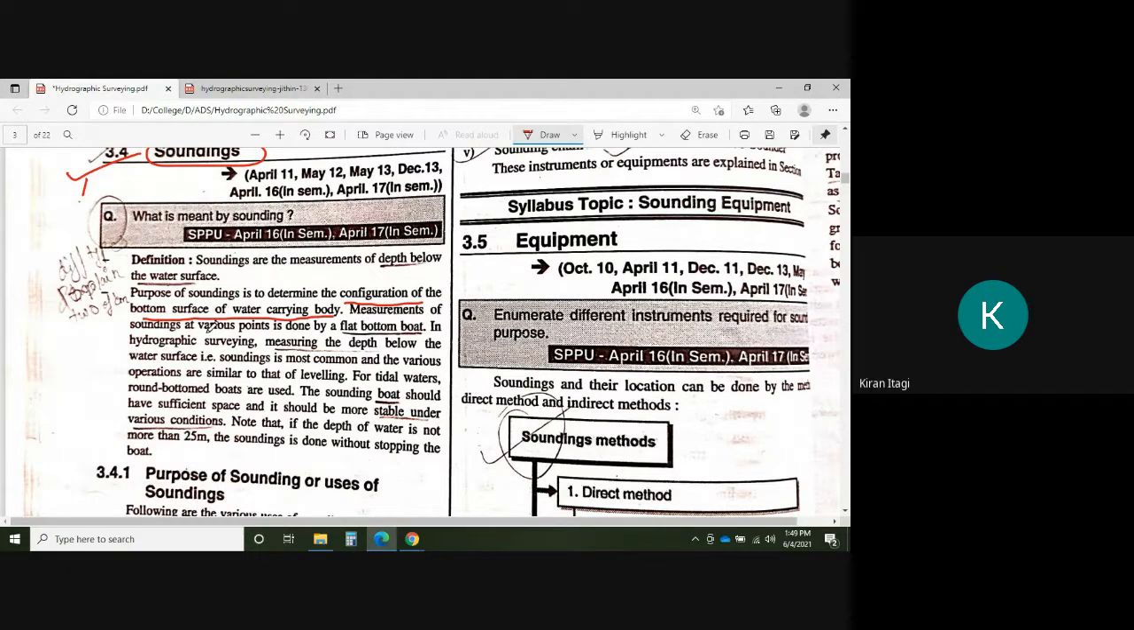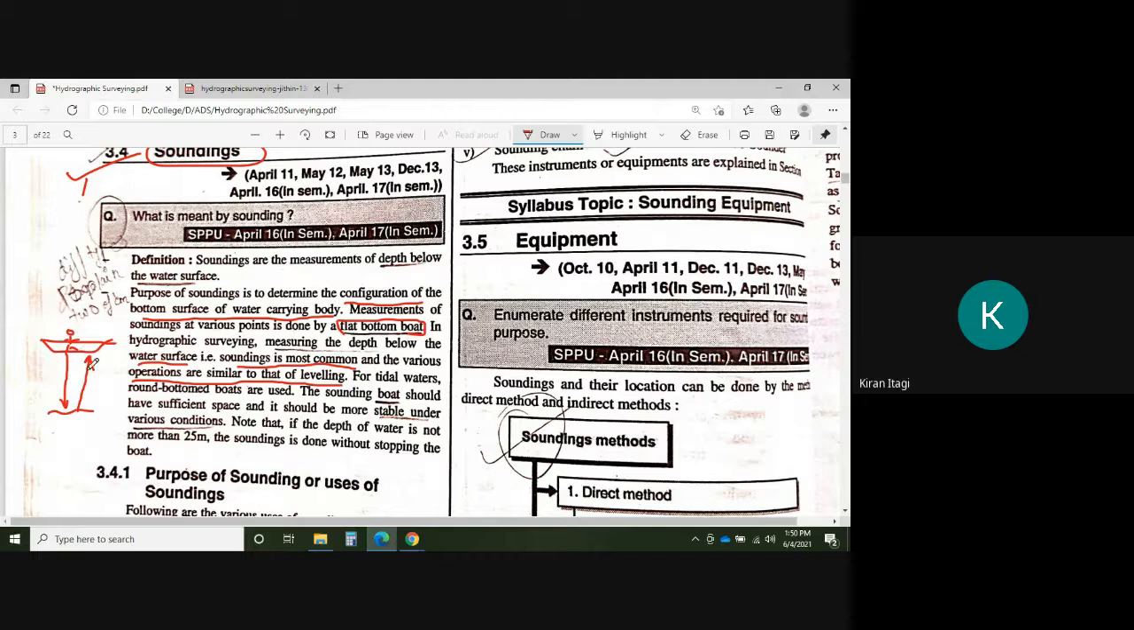Measurement of sounding at various points is done by a flat bottom board. I will show you the figure also. From here only we will send the signals. It will hit the bottom and come back to your board. And the board will be which type? Flat bottom board. In hydrographic surveying, measuring the depth below the water surface, that is sounding, is most common, and various operations are similar to levelling.